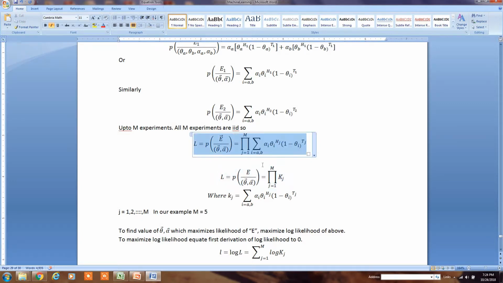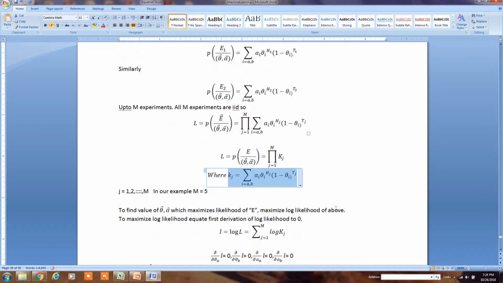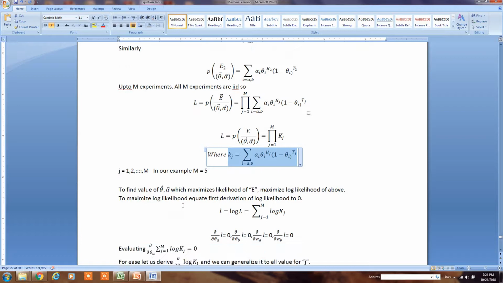So this equation can be written as something like this, where Kj is this one. Now to find the value of theta and alpha, mostly we are interested in finding the value of the probability theta. We need to maximize this likelihood, meaning which value of the parameter will maximize the observation of the experiment.